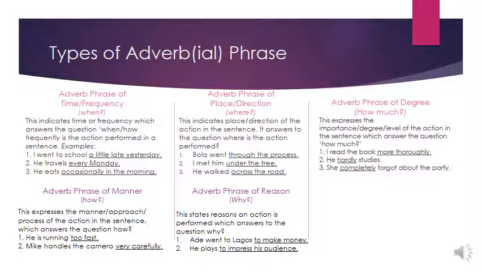Types of adverbial phrase. We have the adverb phrase of time or frequency, which is when. It asks the question when. This indicates time or frequency, which answers the question when, or how frequently the action is performed in a sentence. Examples: I went to school when? A little late yesterday.